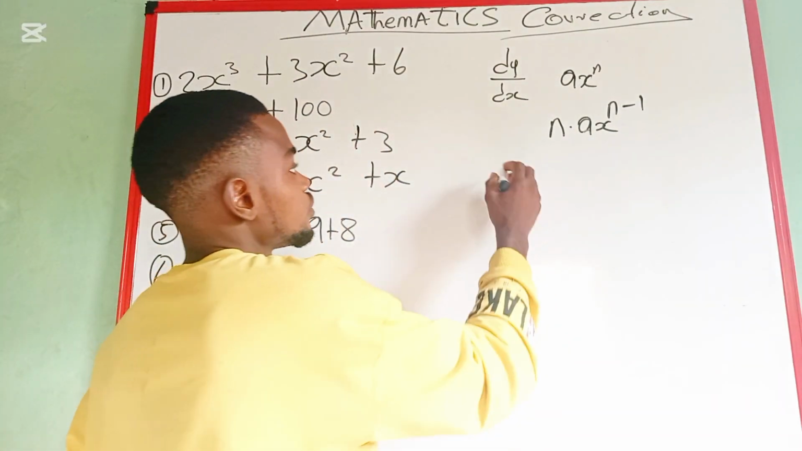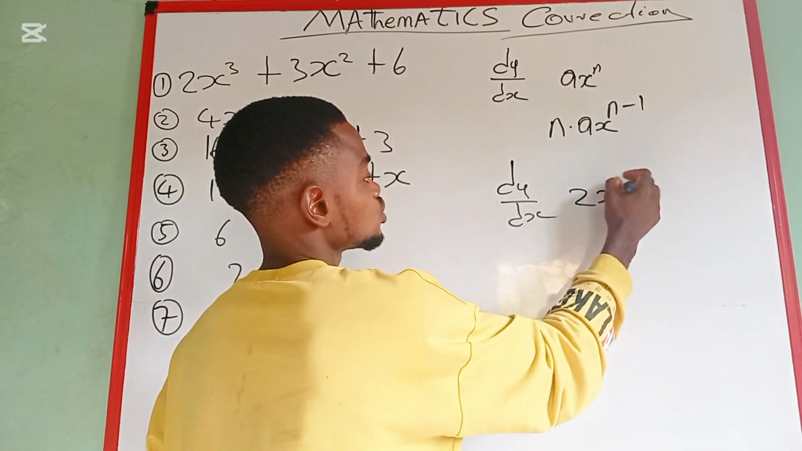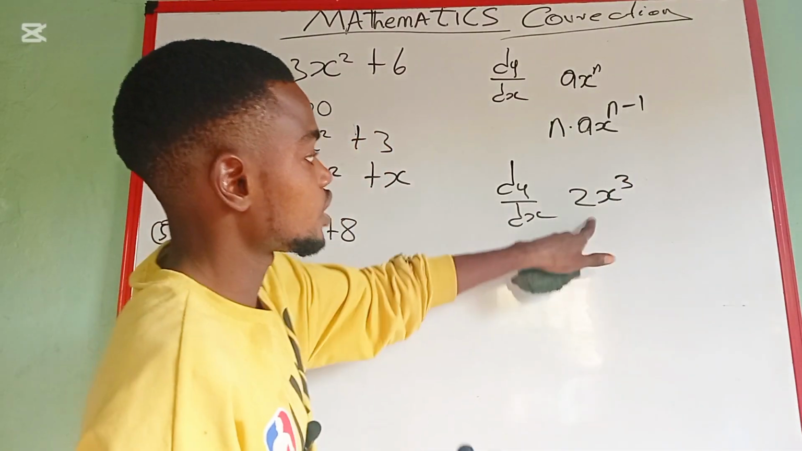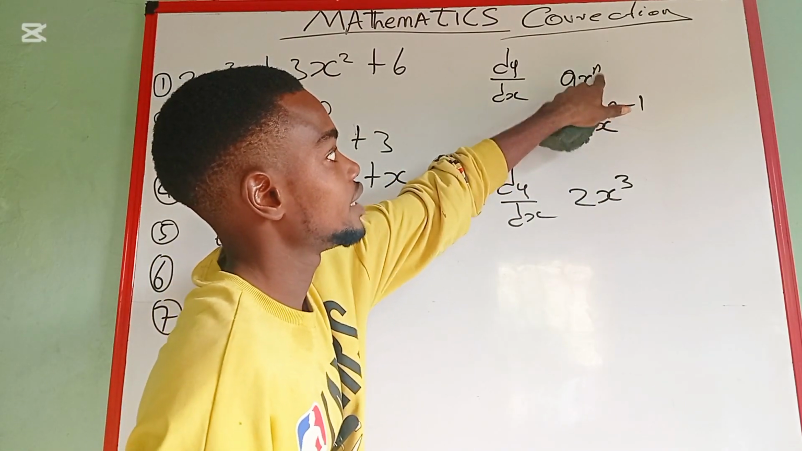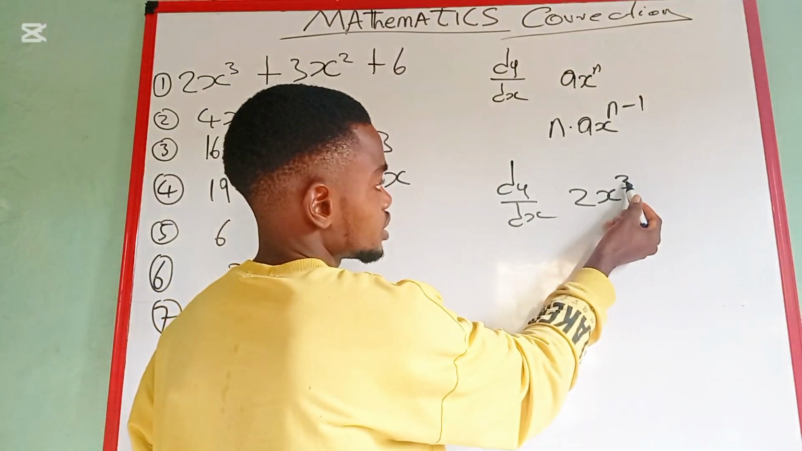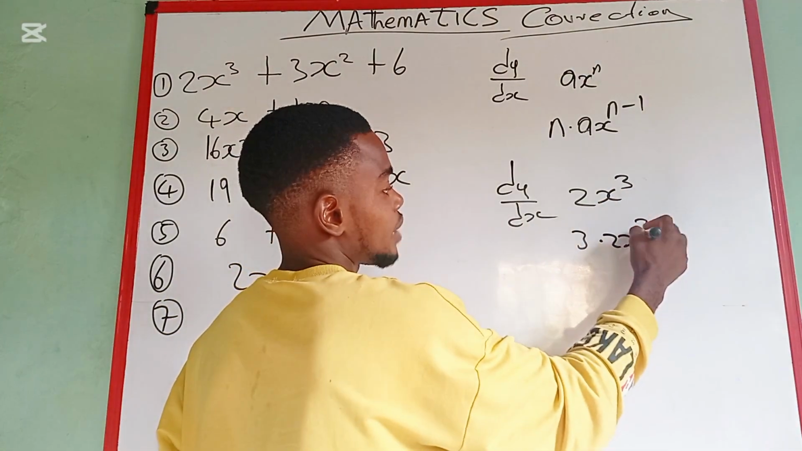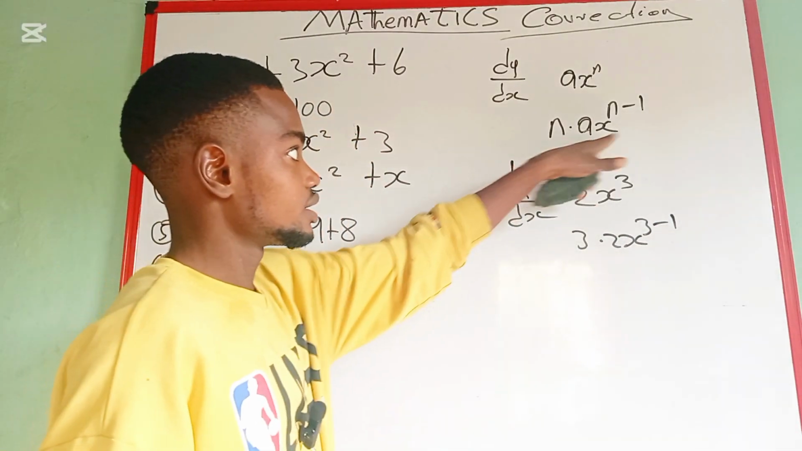For instance, if you have to differentiate the dy over ds of 2s raised to power, let's say 3. Just like we have here, a represents 2, s is still there, and n represents this 3. 3 represents the power. So now we are going to bring 3 down and multiply by 2s, and then the power, we are going to subtract 1 from it. You see it is the same thing.